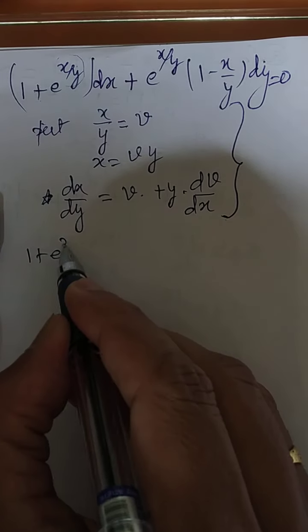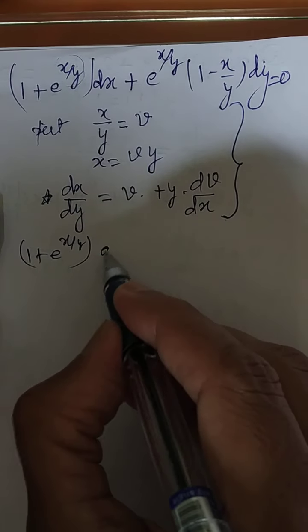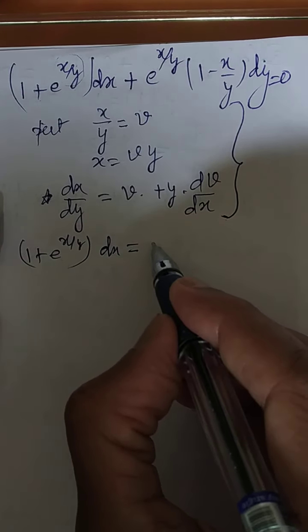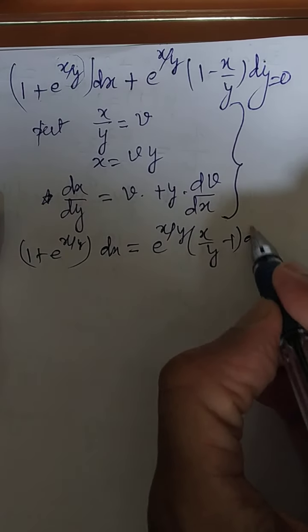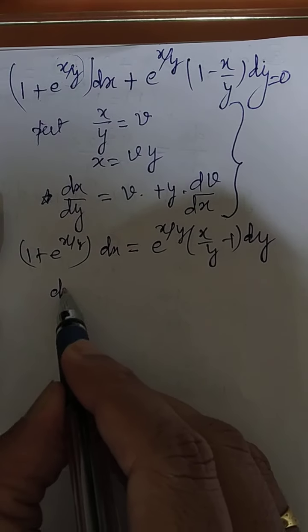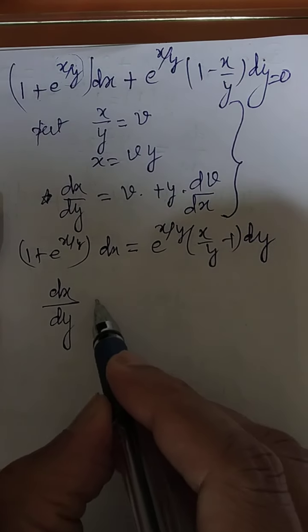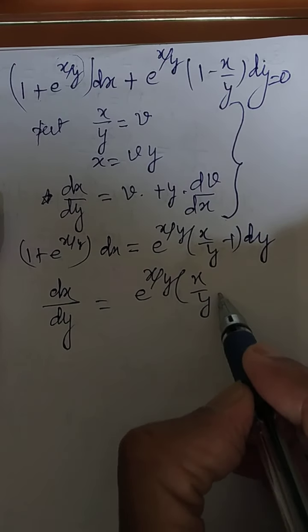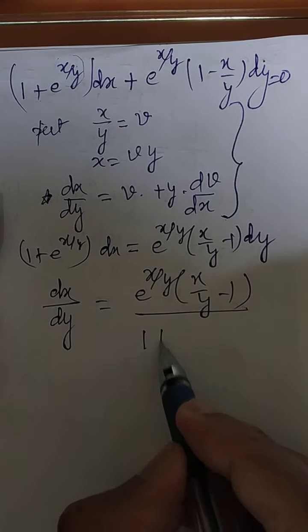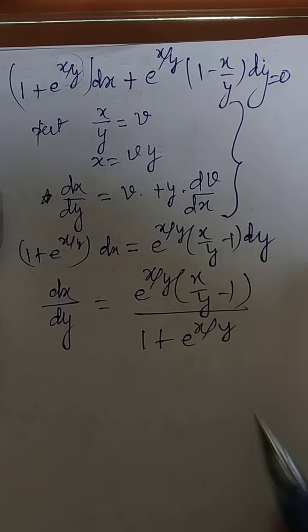1 plus e raised to power x by y, the whole dx will be equal to, I am writing, e raised to power x by y times x by y minus 1 dy. Do you agree with this? Check back. It is nothing but dx by dy equal to e raised to power x by y. Over here also x by y minus 1 whole is divided by 1 plus e raised to power x by y. So that is the change.